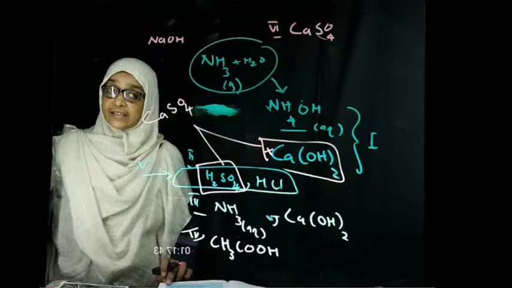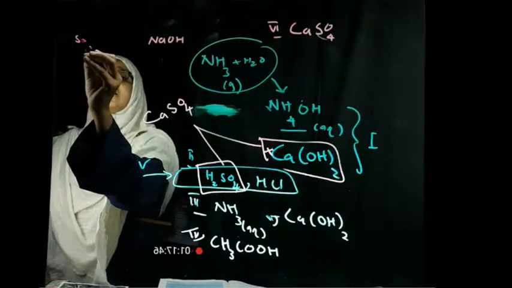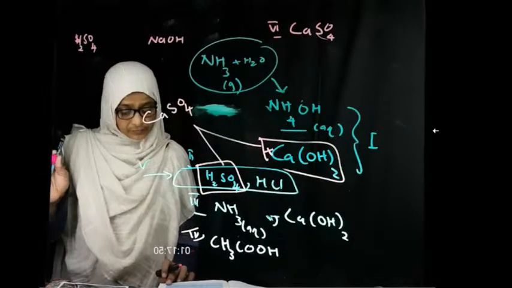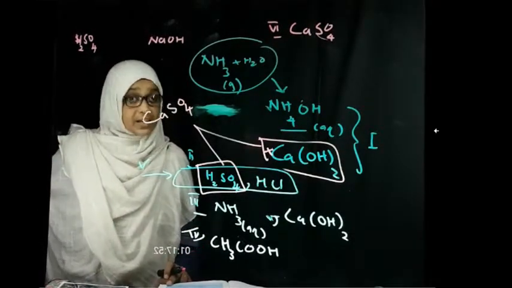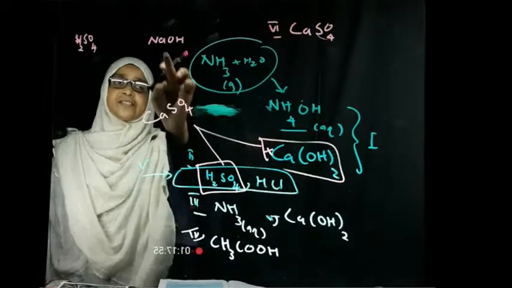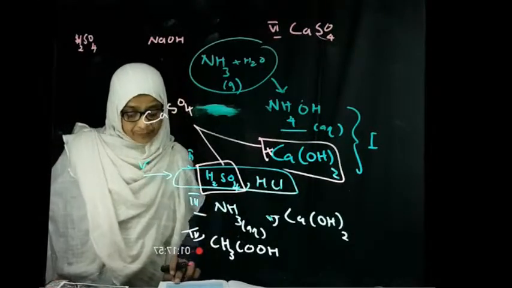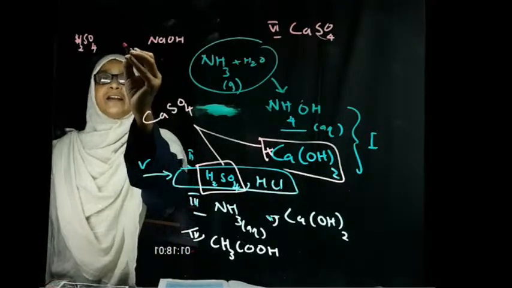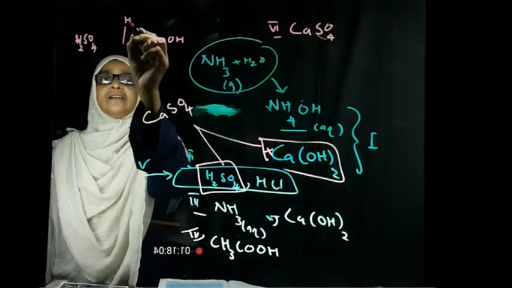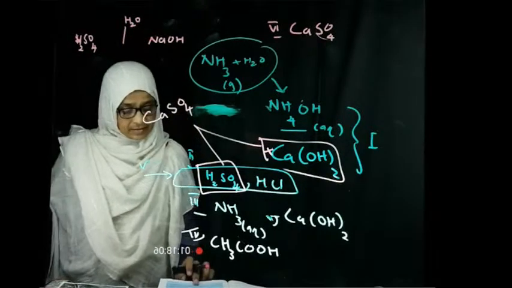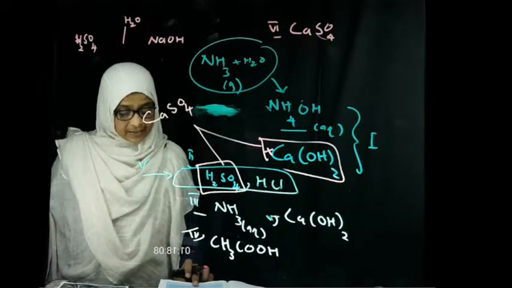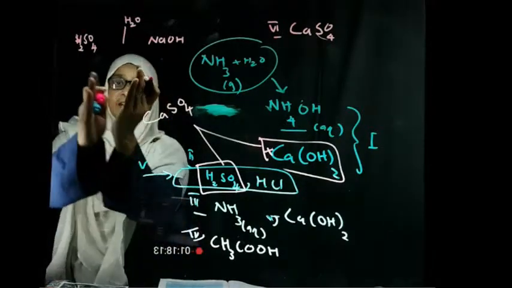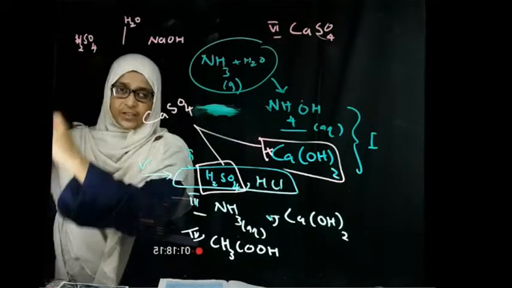Sulfuric acid, H2SO4, is the lowest, a strong acid. Sodium hydroxide is a strong base. And water is in the middle. But vinegar is to the left of the water, isn't it?